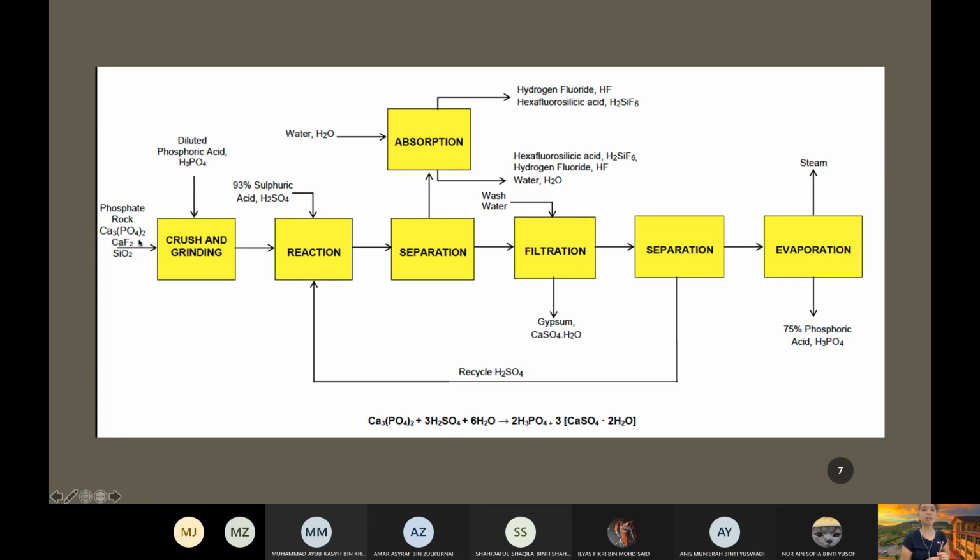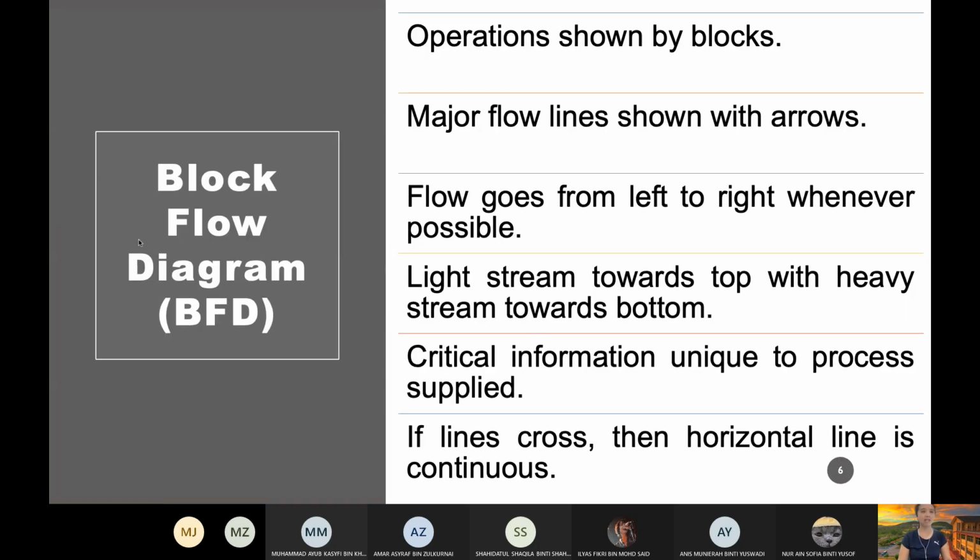Maksudnya proses kamu, pembacaan proses kamu akan bermula daripada kiri ke kanan. Jangan terbalik kanan ke kiri lah, atas ke bawah ke, tak boleh. It's always left to right unless you have recycle stream. Okay, next. Light stream towards top, heavy stream towards bottom.